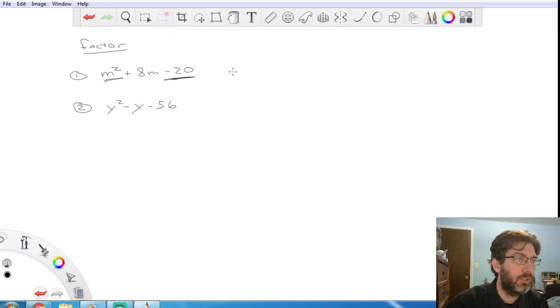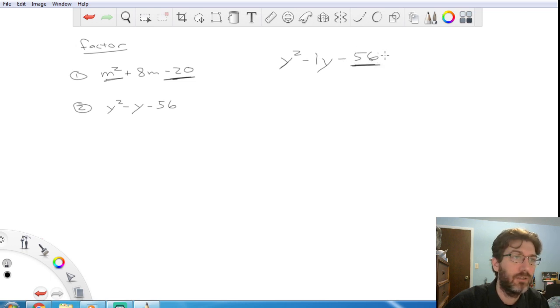Looking at this one here, the biggest issue you're probably going to see is, remember that if we don't have a coefficient, it's implied that the coefficient is 1. So here we have actually y squared minus 1y minus 56. And again, we're going to start by looking at your c value here.